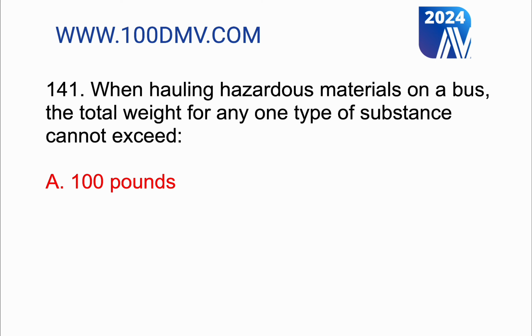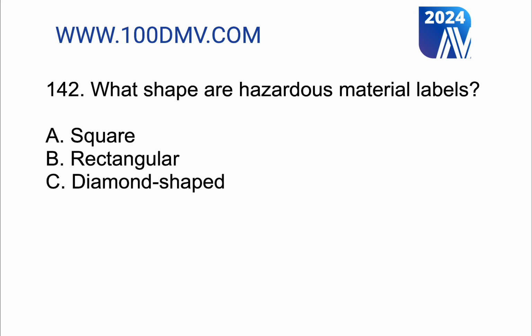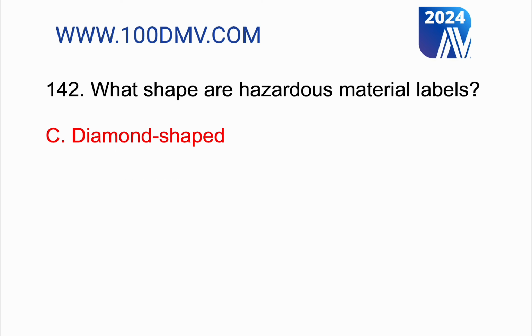142. What shape are hazardous material labels? A, square, B, rectangular, C, diamond-shaped. The correct answer is C, diamond-shaped.